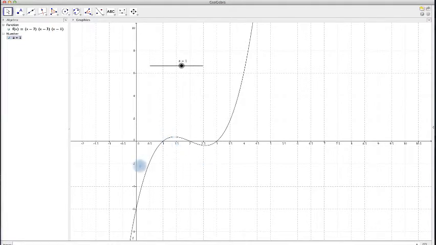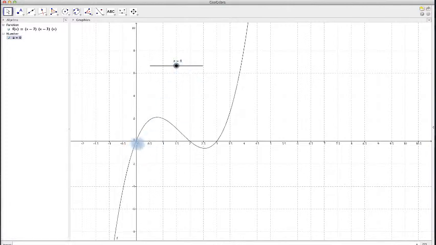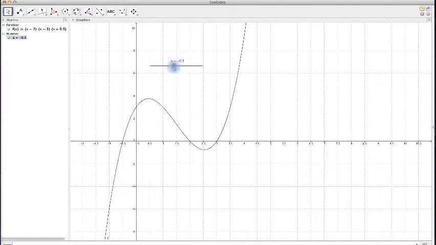Now, so far it looks like the turning points are symmetrical, but that's only because of the values I've chosen here. So if I change a to, say, 0.5, so this term is x minus 0.5, now I've changed my intercept here to 0.5. Now if I change this to, say, 0, the intercept is 0, and if I change it to minus 0.5, the intercept is minus 0.5, because here we have x plus 0.5.